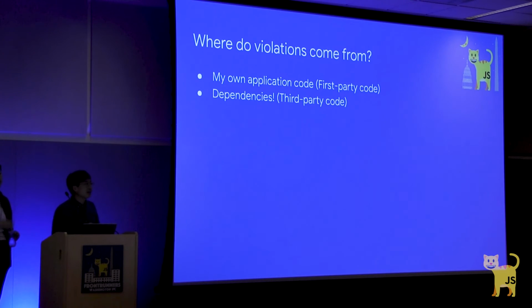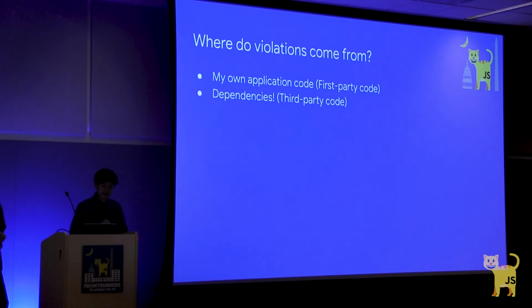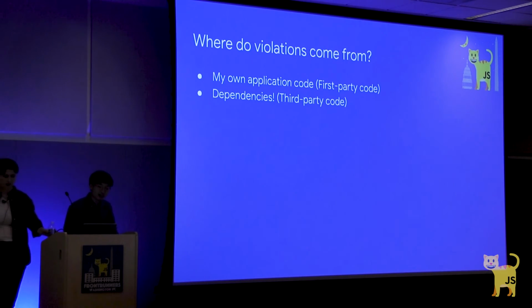So before we start, I'd like to point out that there are two major broad categories of where these violations come from. The first is code that we've written ourselves. It's in our application business logic. It's in our repo. And this one, we will say is easier to solve because we have access to the repo. We can just send a PR and we'll be on our way.